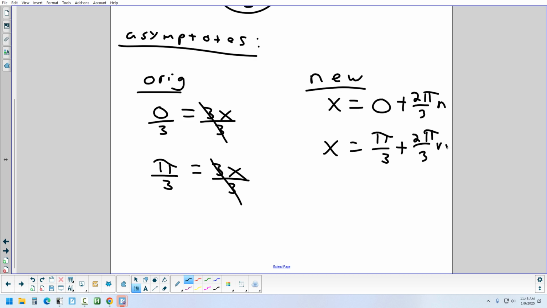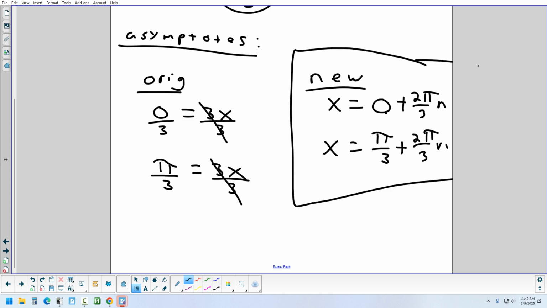So this first asymptote will start at 0. The next one will be at 2 pi over 3. The next one will be at 4 pi over 3, 6 pi over 3, 8 pi over 3, 10 pi over 3, forever. So that's how you write down your new asymptotes. Okay. Any question on that?